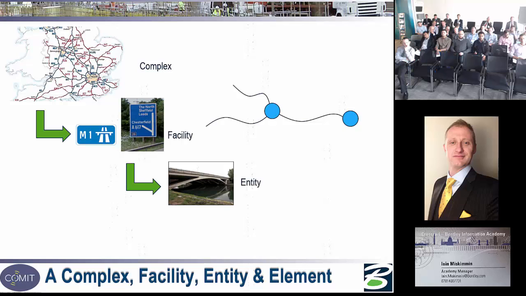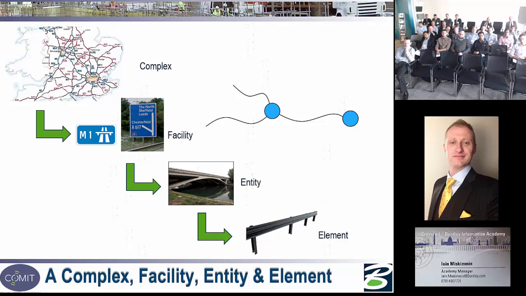Along that facility, we have lots of entities. Those entities are things like earthworks, the structures, the blacktop itself, the drainage, the gantry systems. It's all the things that go along that facility or inside that facility that make up the entity. And the entity is made up of lots of elements. So right at the very bottom, we have a safety barrier element, which is part of a bridge entity, which is part of a junction facility, which is part of the complex with Highways England.